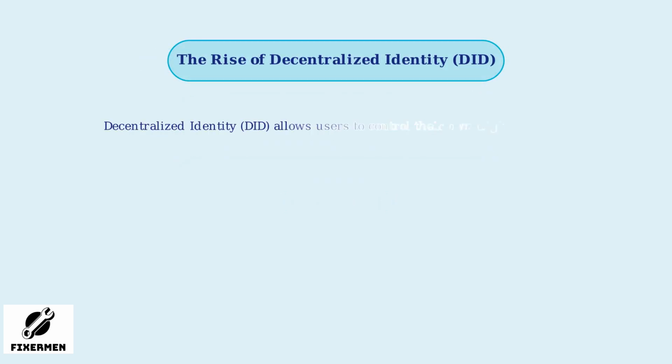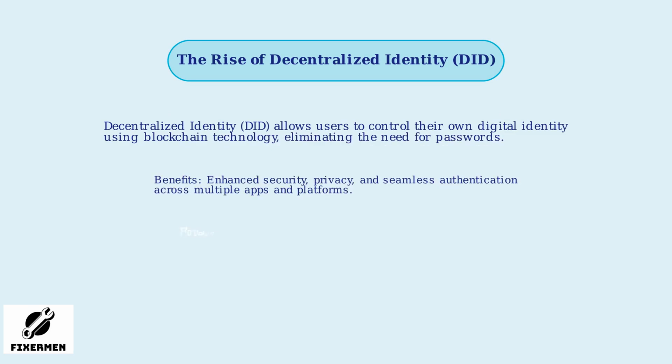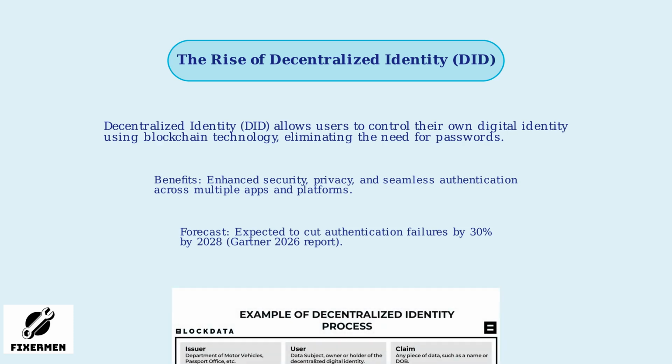Decentralized identity, or DID, is revolutionizing how we authenticate online. Unlike traditional systems that rely on passwords and central servers, DID gives users control over their identity data using blockchain technology. This approach enhances security and privacy while enabling seamless authentication across different apps. Gartner forecasts that DID could reduce authentication failures by 30% by 2028.